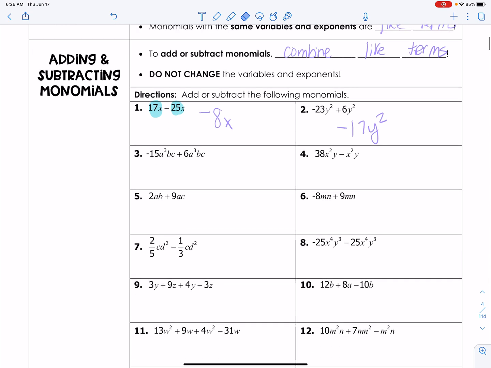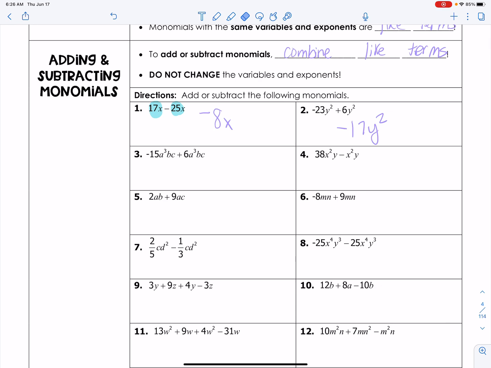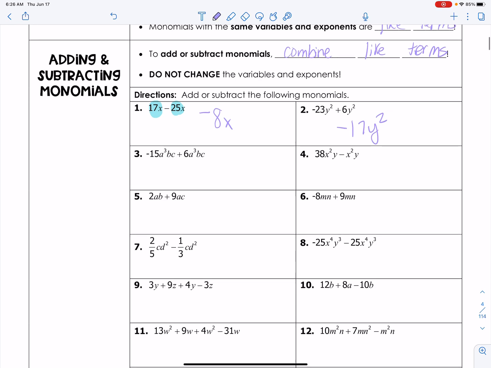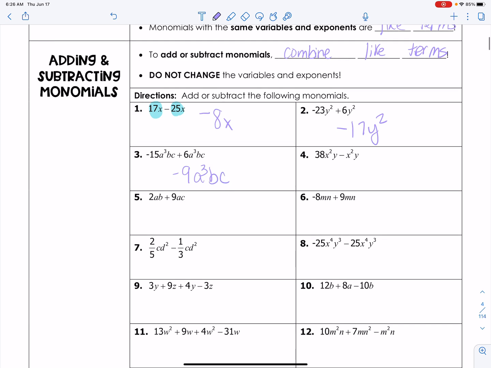So let's take a look at the next one. Those are like terms, a cubed bc. So that's going to be negative 9a cubed bc. And this would have a 1 in front of it. So your answer on that is 37x squared y.